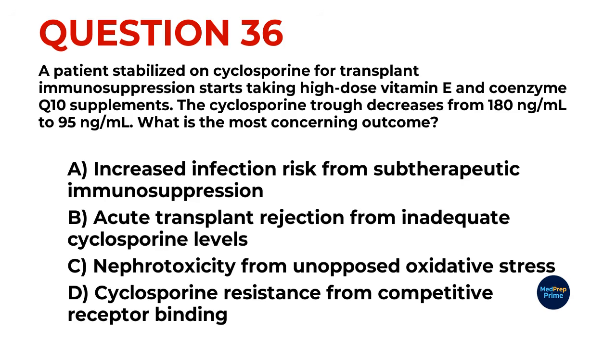A patient stabilized on cyclosporin for transplant immunosuppression starts taking high-dose vitamin E and coenzyme Q10 supplements. The cyclosporin trough decreases from 180 nanograms per milliliter to 95 nanograms per milliliter. What is the most concerning outcome? Option A. Increased infection risk from subtherapeutic immunosuppression. Option B. Acute transplant rejection from inadequate cyclosporin levels. Option C. Nephrotoxicity from unopposed oxidative stress. Option D. Cyclosporin resistance from competitive receptor binding.